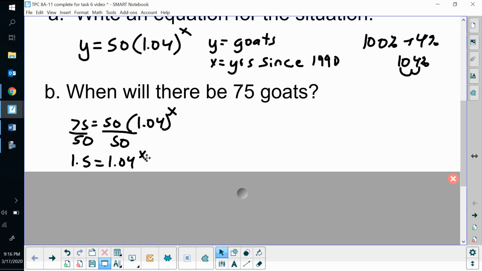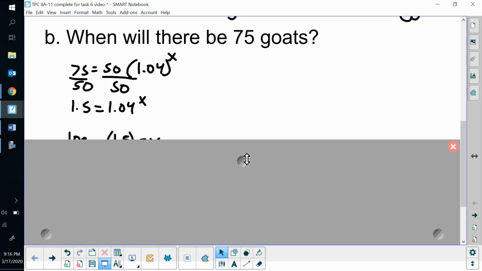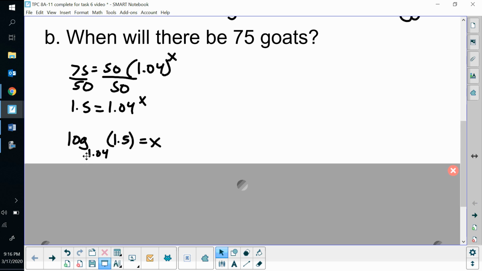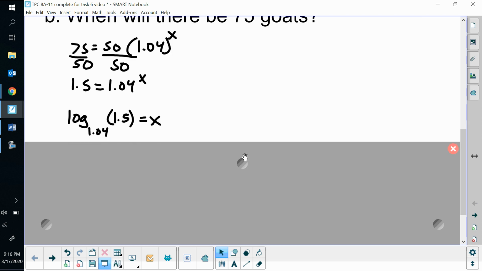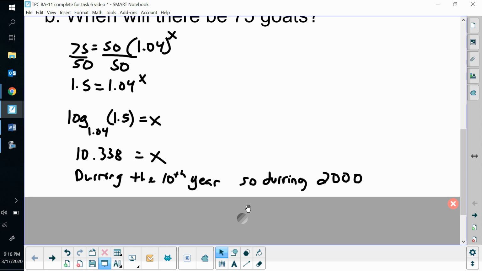Now we want to solve for x, which is in the exponent. Whenever you're looking to find a variable that's in an exponent, we need to do a log. The key thing to remember with a log is your base is always a base. So the base of our exponent is 1.04. That will be the base of our log. So we're going to have log base 1.04. Then the base should switch what it's with. The 1.04 is just with the x. Now it's going to be with the 1.5. So you have log base 1.04 with the 1.5 inside. And now x is by itself. And we can just punch that in, and we get 10.338.